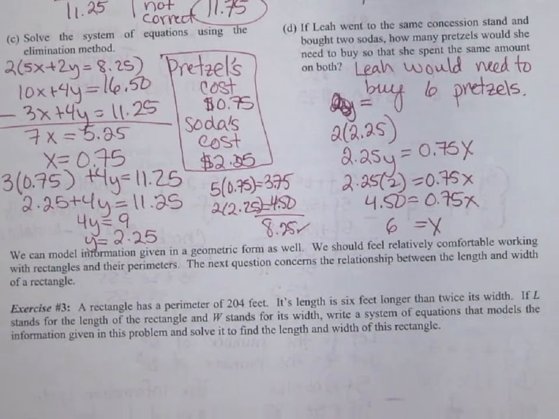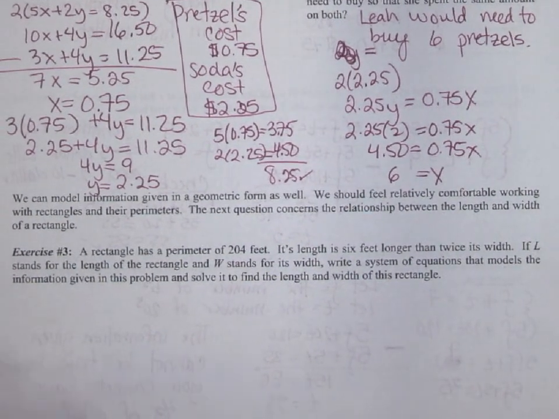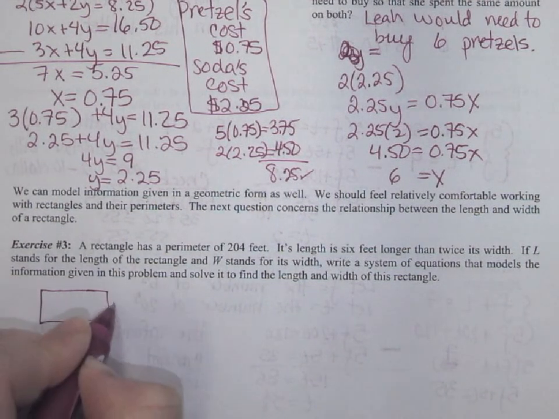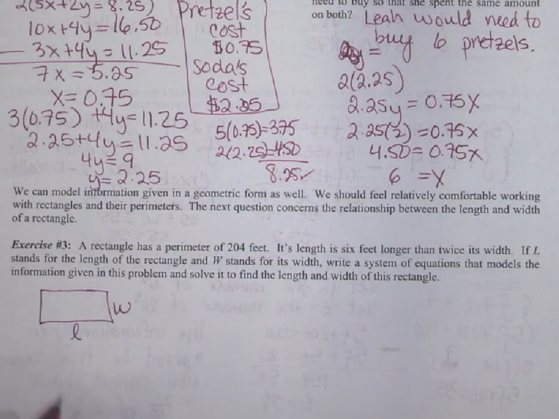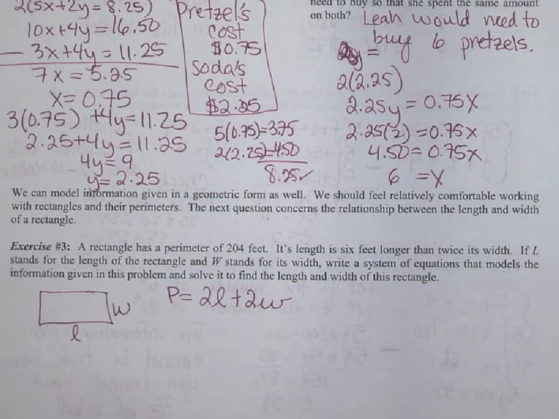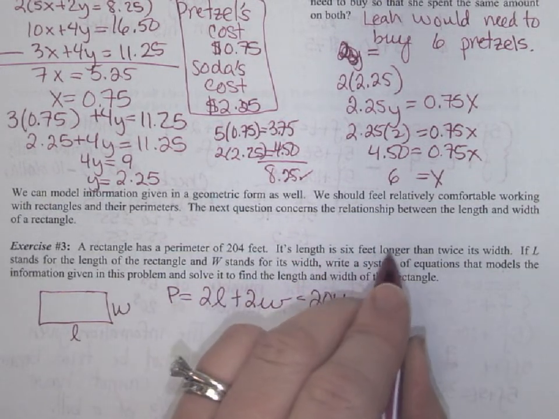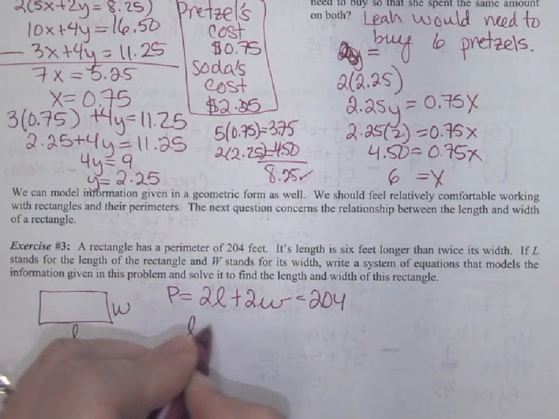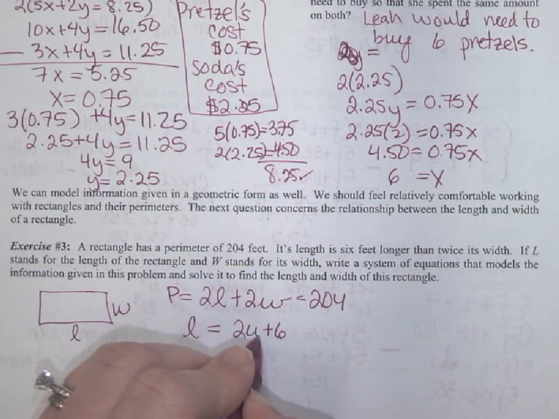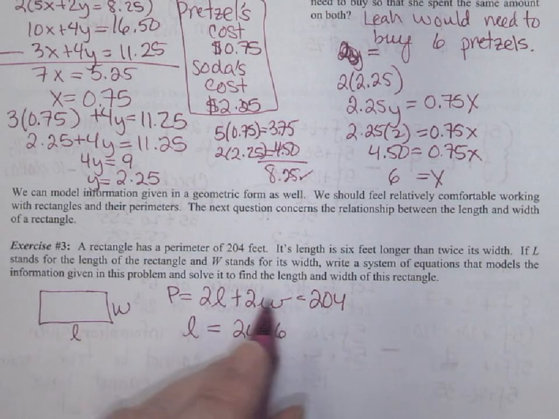Okay. And this last one is looking at rectangles. So we want to be able to do this with rectangles as well. So here, I like to draw the picture. So I know I have a rectangle, and I have my length and my width. My perimeter is 204. So perimeter is 2 times the length plus 2 times the width. Okay. And I know that is 204. The length is 6 feet longer than twice the width. So now I've written my system already, and now I'm going to use it to solve.